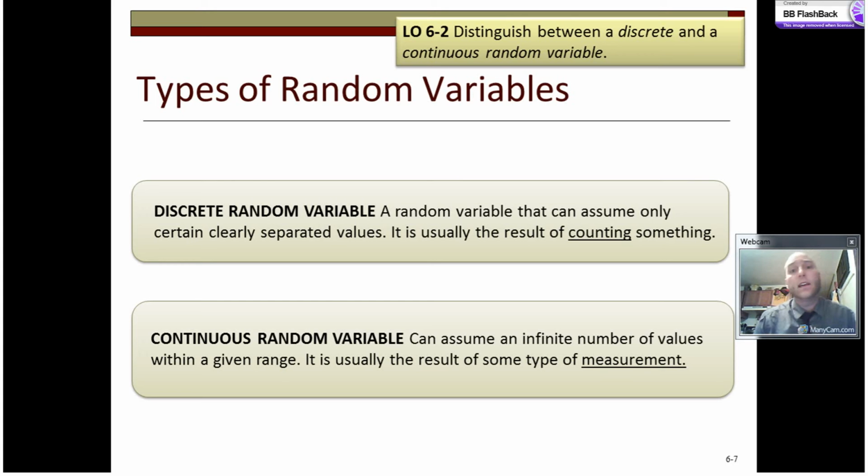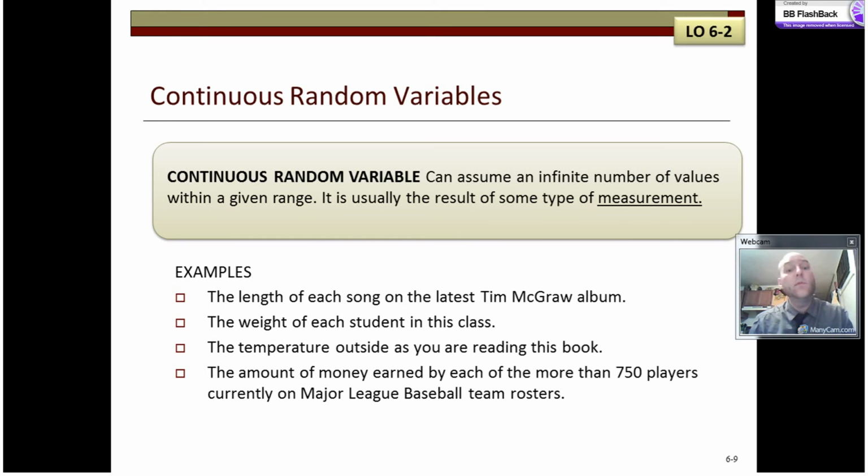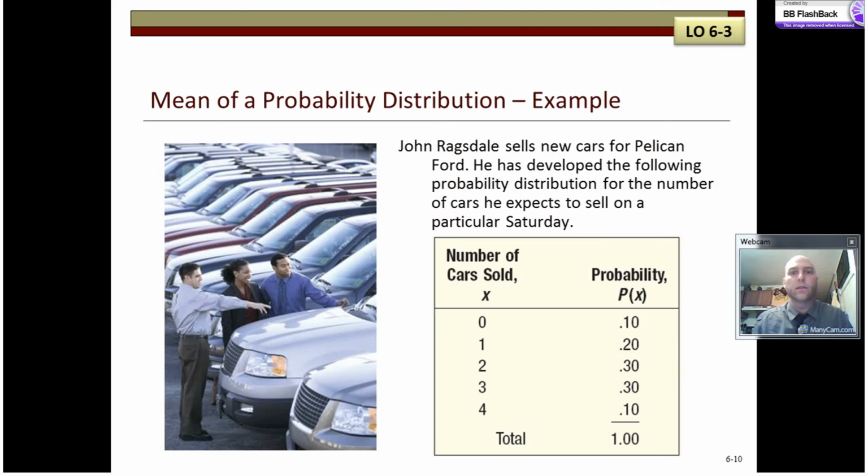So suffice it to say, if we're talking about discrete random variables, we're talking about things where you can count the number of occurrences. For example, the number of students in a class, the number of children in a family, the number of cars entering a car wash, the number of home mortgages approved by a bank. In other words, they're things you can count. They are not continuous like the length of a song on an album, or the weight of a student, or the temperature outside. Those things are continuous values. Here we're focused on discrete.